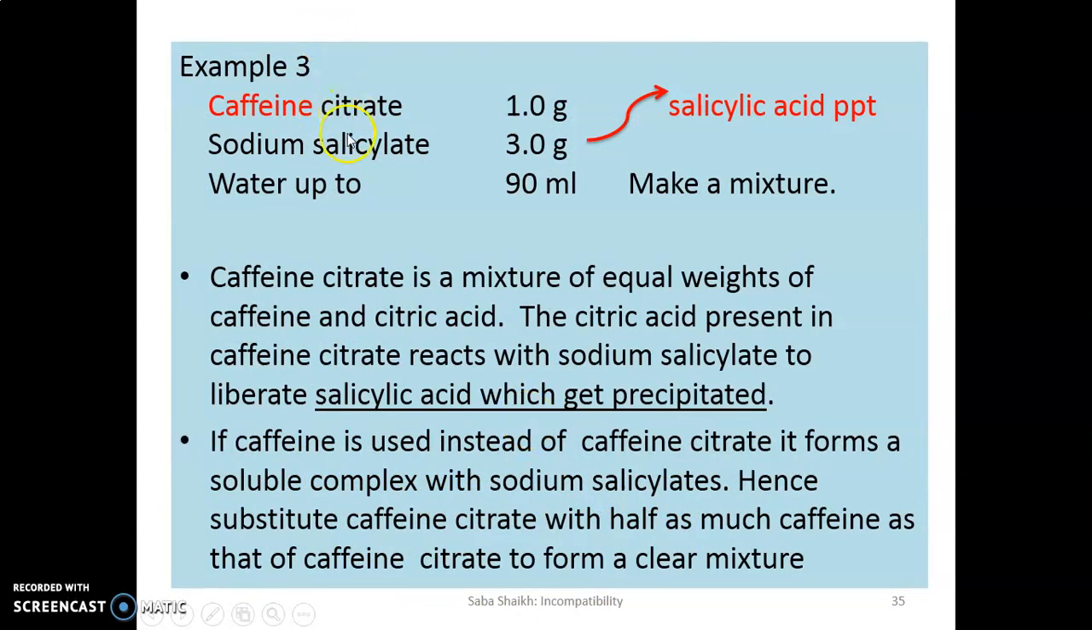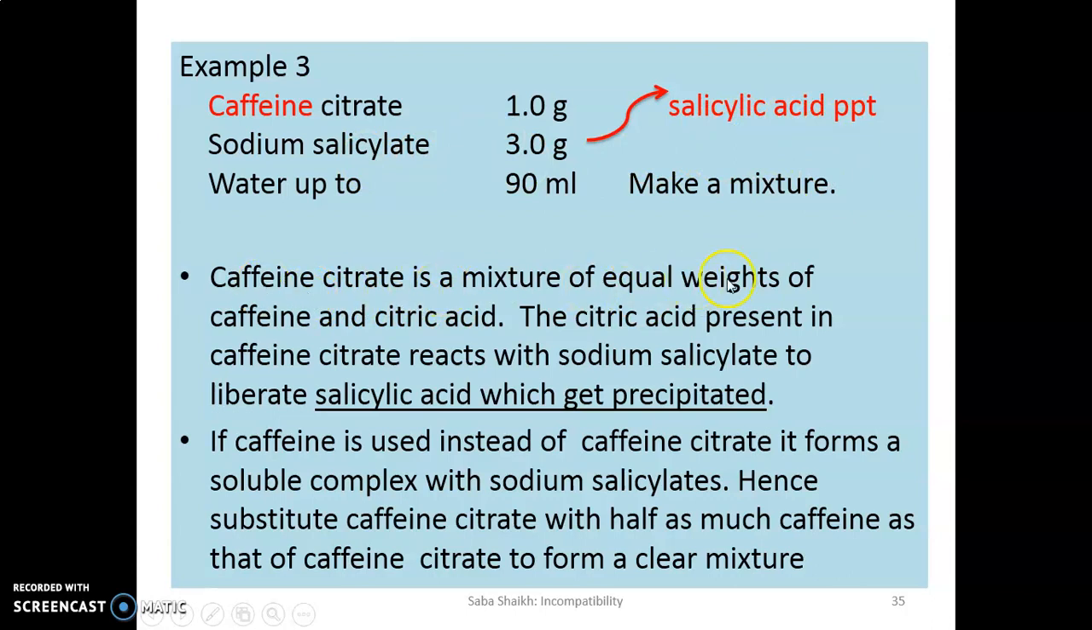Example 3, caffeine citrate, sodium salicylate. Again, caffeine citrate is an alkaloidal salt and sodium salicylate is a salicylate form. So what will happen? They will react together and a precipitate will be formed, salicylic acid precipitate. So what is the solution?